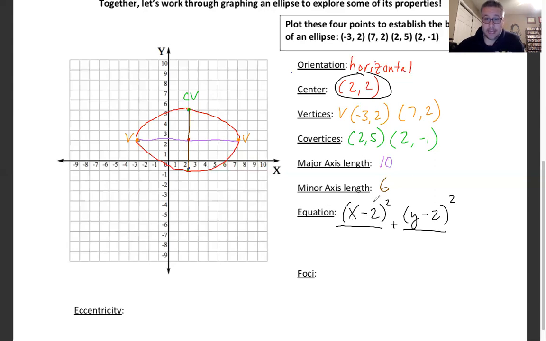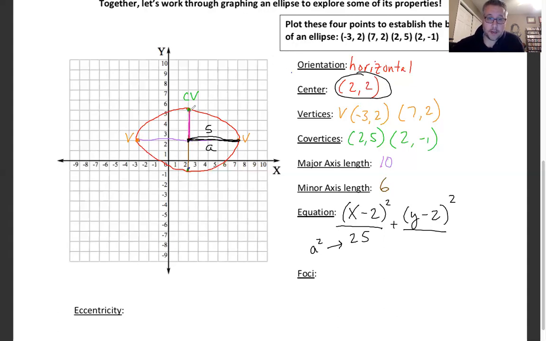Along the x, horizontal way, because remember x is horizontal, the distance from the center to this vertex is called A, the bigger way. Okay, so that's A. So this is 1, 2, 3, 4, 5. But this component right here is A squared. So 5 squared is 25. Okay, A was 5.